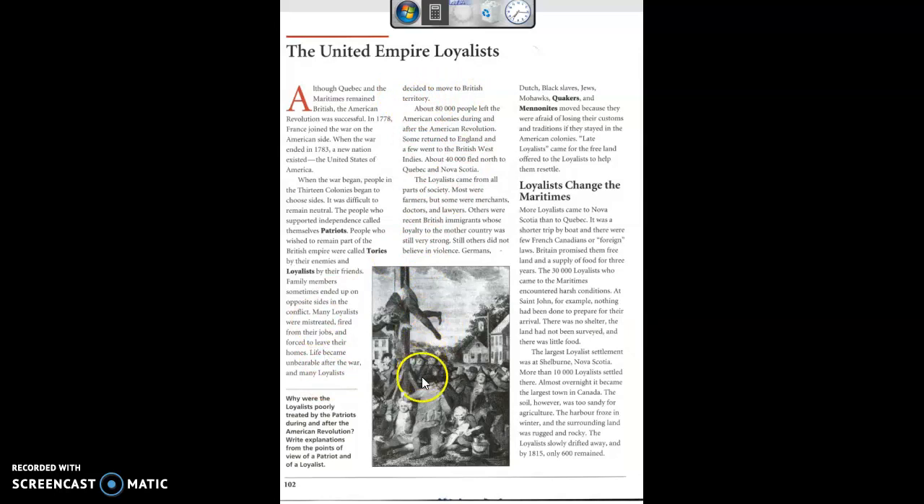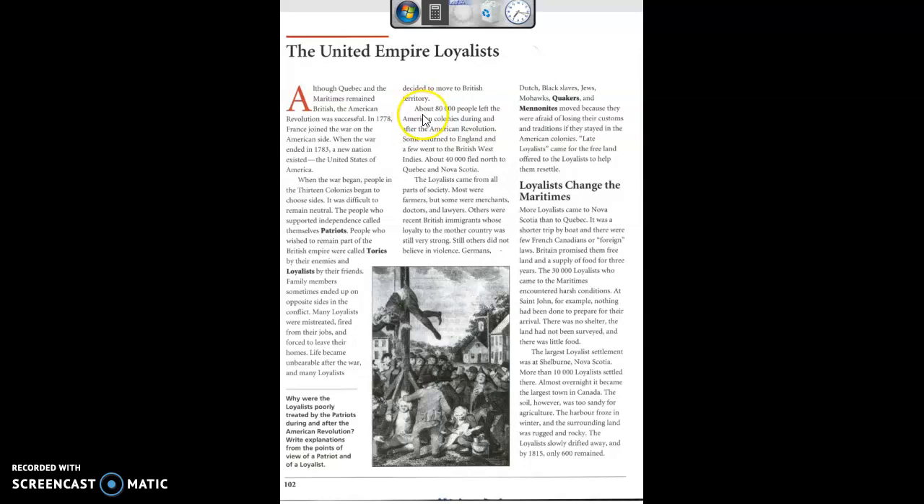Now, before we carry on, I want to have a look at this picture here. It says, why were the loyalists poorly treated by the patriots during and after the American Revolution? And what you see here is a group of patriots who have tied up a loyalist and have suspended him in the air. And it was a way of torturing him. There were many other tortures. This was not funny. There was an awful lot of torture that was visited not only on the people who wanted to remain loyal, but also on their families.